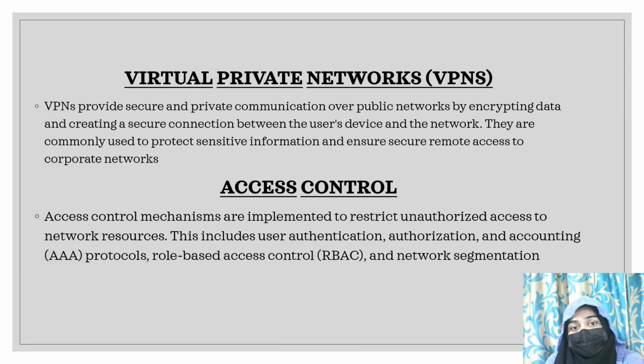Virtual private networks provide secure and private communication over public networks by encrypting data and creating a secure connection between the user's device and the network. They are commonly used to protect sensitive information and ensure secure remote access to corporate networks. Access control mechanisms are implemented to restrict unauthorized access to network resources. This includes user authentication, authorization, and accounting protocols, role-based access control, and network segmentation.